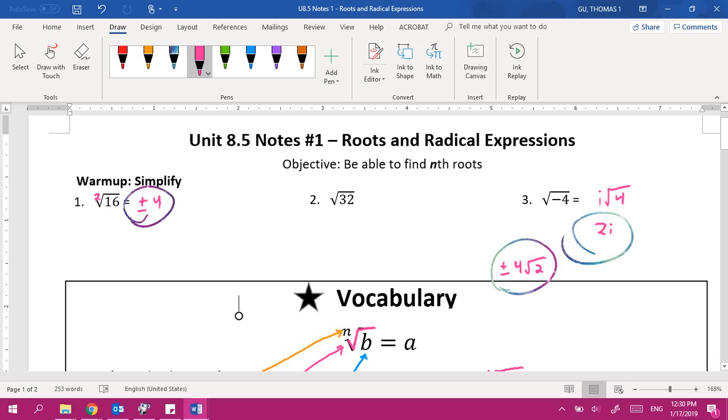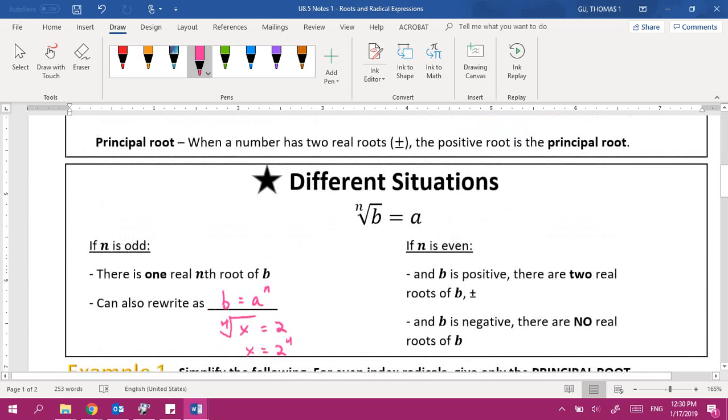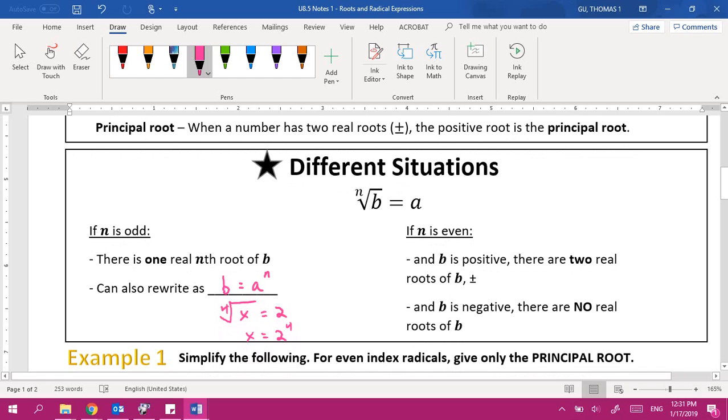Same with the second one. What's the index here? If it's not there, then it's going to be 2, right? Because that's the square root. So the index is 2, which means it's even. This number is positive, right? Which means you're going to end up with 2 real roots. So there's not one there, it's always 2. Right, because when it's not there, that's just the square root, right? And square means the 2. Okay, so yeah, if b is positive, there's going to be 2 real roots.